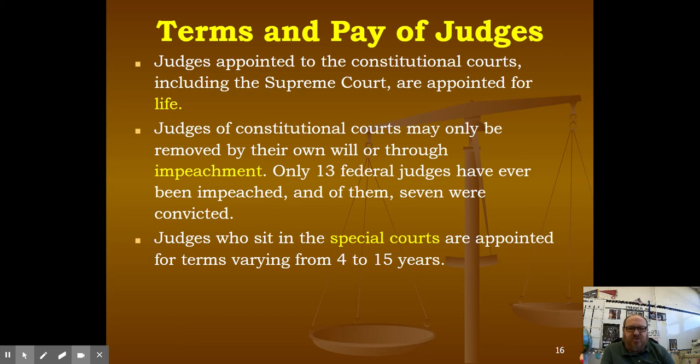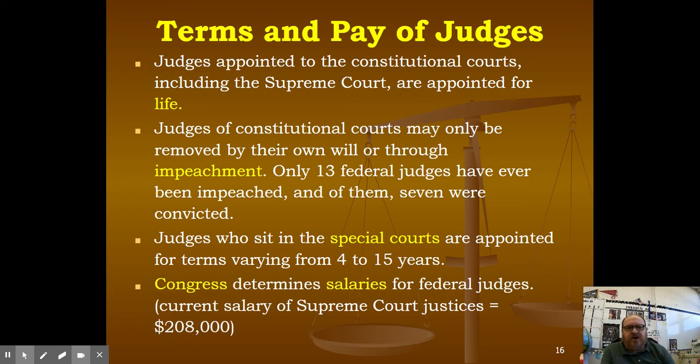Judges who sit in special courts are appointed for terms varying from 4 to 15 years. Congress determines the salaries for judges. Currently, at least as of 2016, the salary for a Supreme Court justice is $208,000 a year. Pretty good chunk of change.